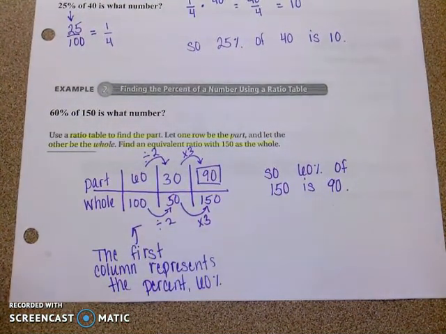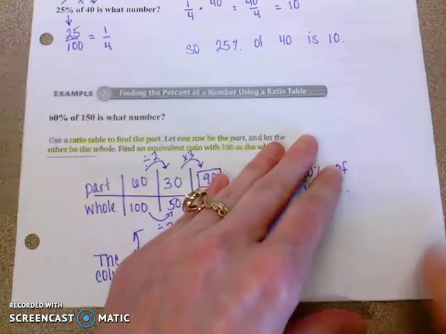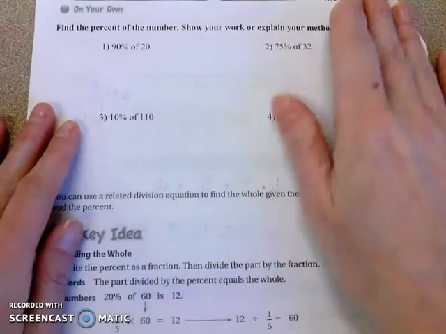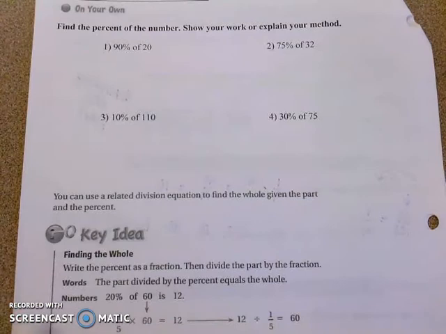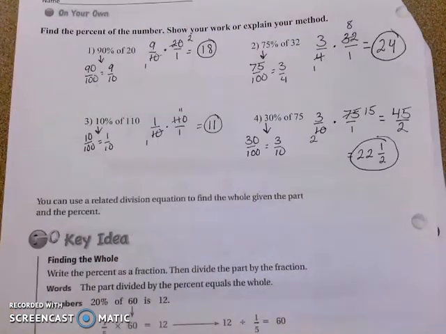And 60% is a little bit more than half, a little bit more than 50%. So it should make sense that 90 is a little bit more than half of 150. Okay, let's go ahead and turn the page here. And then pause your video and just try those 4 questions up at the top. When you're done, you can unpause your video and then check your work.